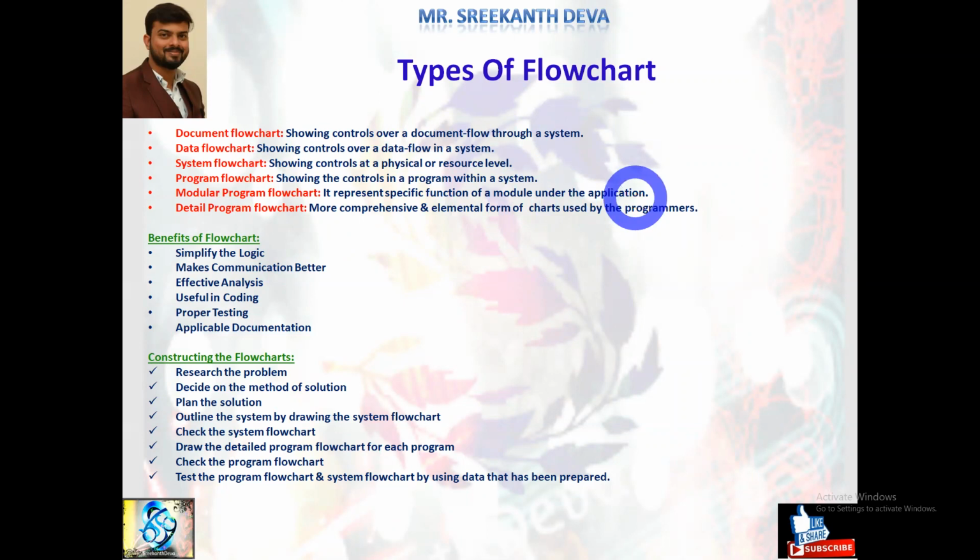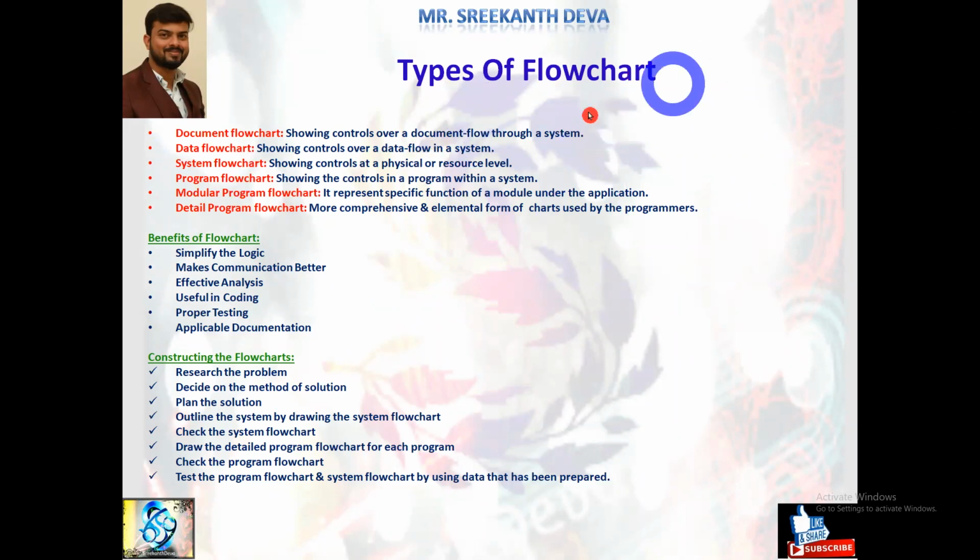Third one is detailed program flowchart. These are the more comprehensive and elementary form of charts used by programmers. Each symbol represents the executable steps and is suitable for coding as instructions in the computer language. Generally, constructing flowcharts involves: research the problem, decide on the method of solution, plan the solution, outline the system by drawing the system flowcharts, check the system flowcharts, draw the detailed program flowcharts for each program, check the program flowcharts, test the program flowcharts, like that.